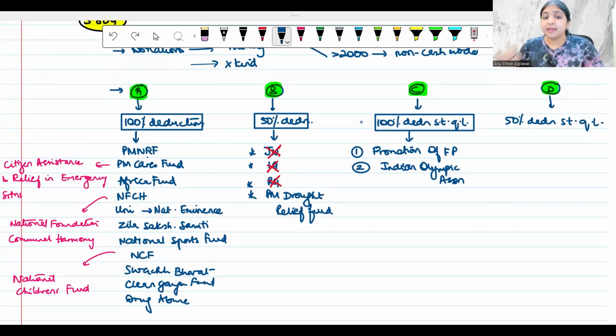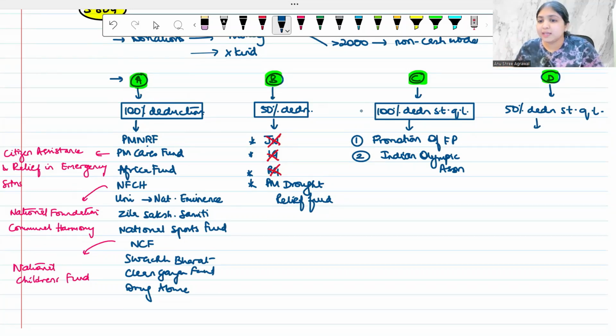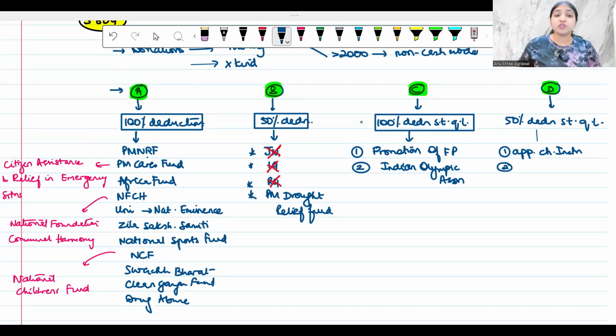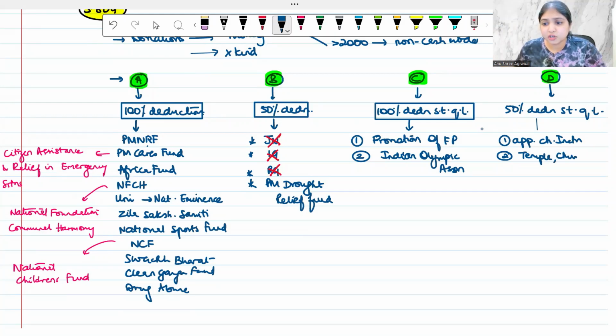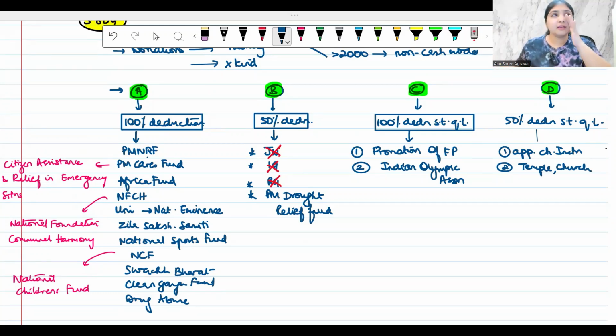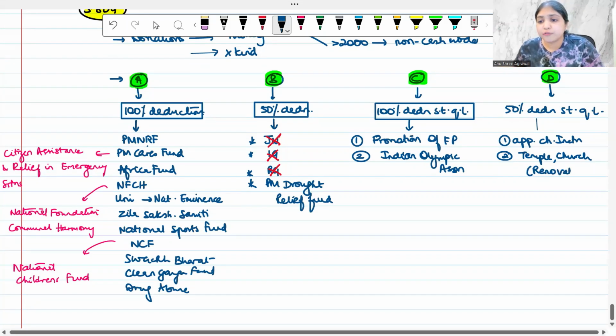Then comes category D. In category D, you're making donation to any approved charitable institution, a charitable institution which should have an 80G certificate. Basically, an approved charitable institution. Or you can also make donation to any notified temple or to any notified church or any notified gurudwara, any religious institution, or any other historic institution, or any institution of archaeological importance or artistic importance, either for renovation or for repair.